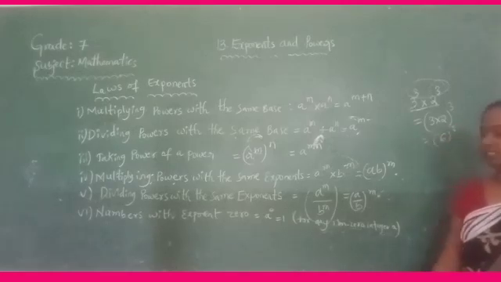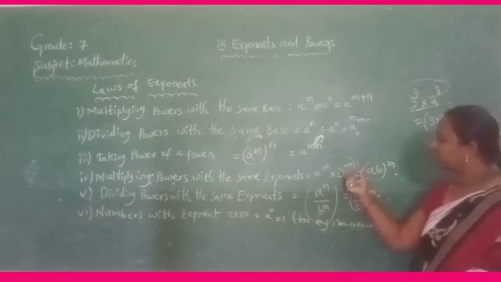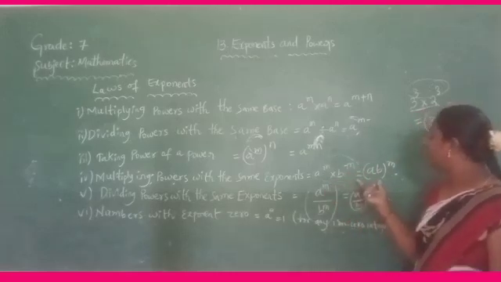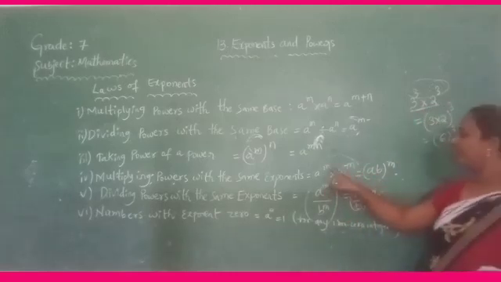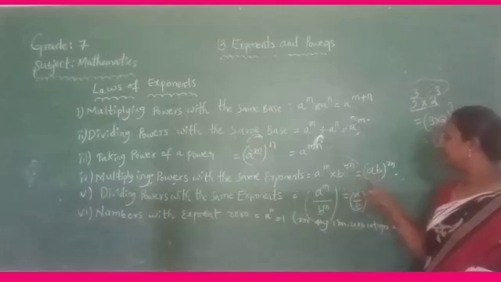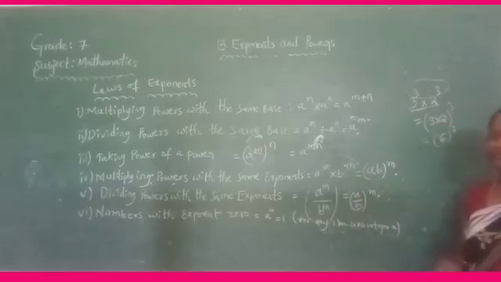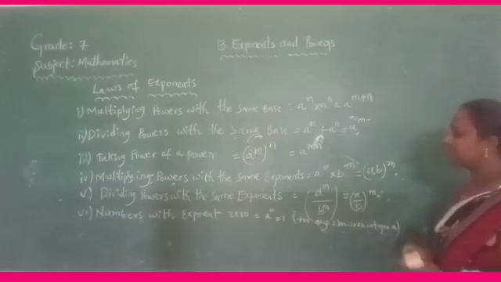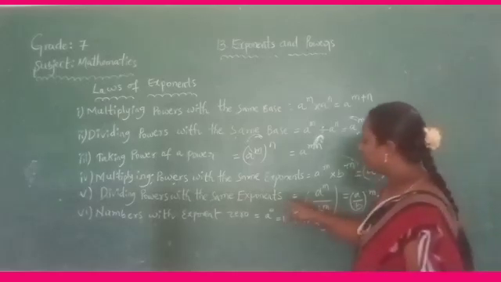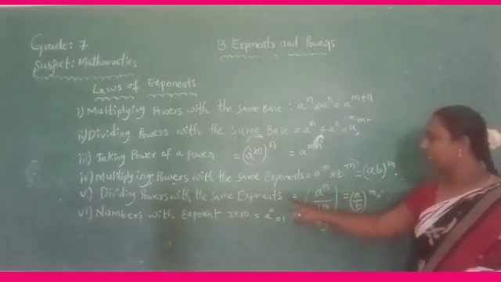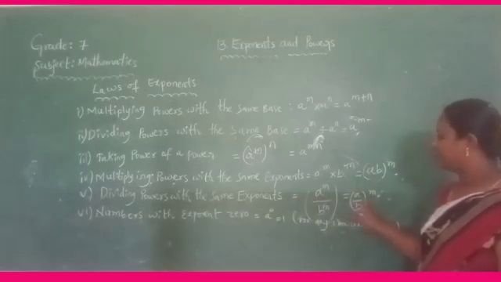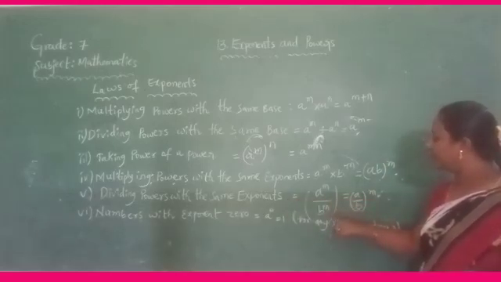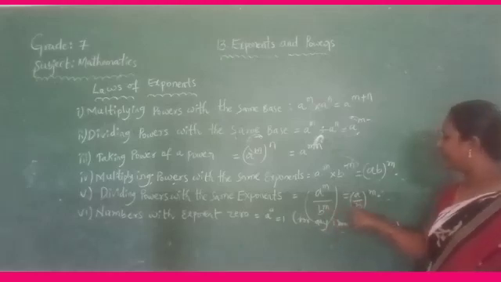Is it clear, children? When the exponents are the same and the bases are different, you have to remember a to the power of m into b to the power of m is equal to ab whole to the power of m. Right. And one more law, that is dividing powers with the same exponents, that is a to the power of m divided by b to the power of m is equal to a by b whole to the power of m.